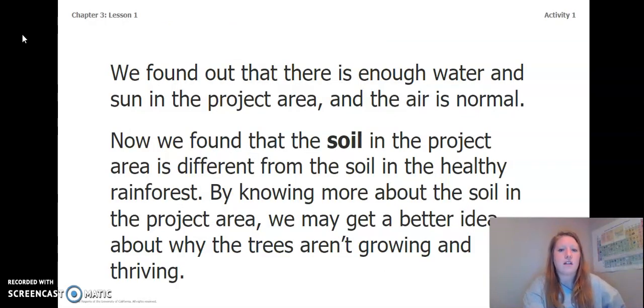We found out that there is enough water and sun in the project area, and the air is also normal. Now we found that the soil in the project area is different from the soil in the healthy rainforest. By knowing more about the soil in the project area, we may get a better idea about why the trees are not growing and thriving.